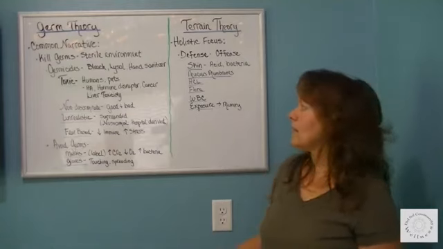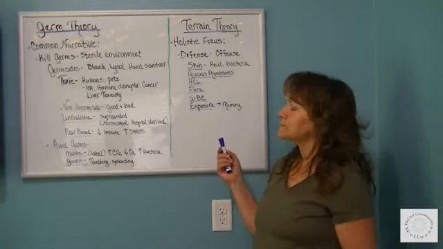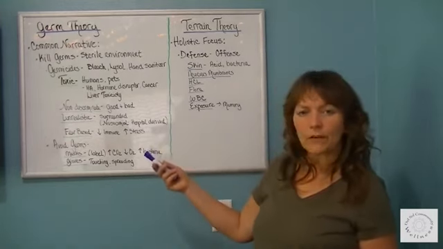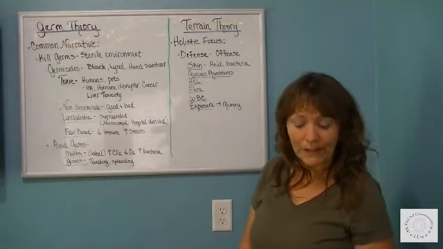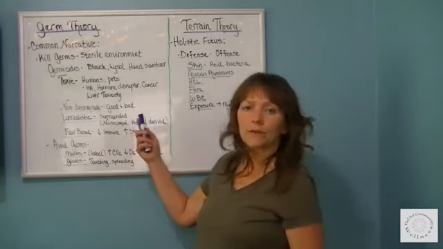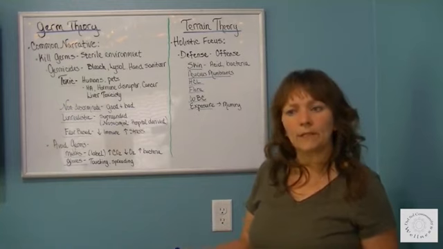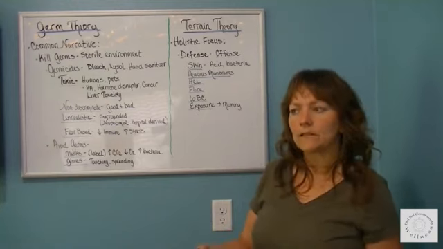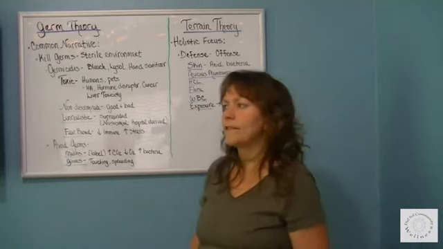And today I want to talk about germ theory versus terrain theory. These are two theories that came out of the 1800s. Germ theory was presented by a scientist. His name was Louis Pasteur. And it's his theory that led to what is commonly known and accepted in Western medicine today as treatment for most of the illness that we have.